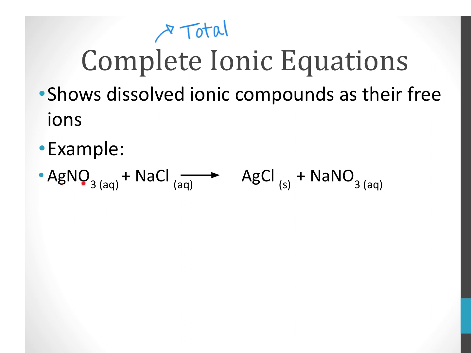Our first compound is silver nitrate, and it's aqueous. What does it mean if something's aqueous? It's soluble. What does it mean if something's soluble? It's going to dissolve in liquid. So what that means is it's going to break up into its individual ions. The bond between silver and nitrate is going to break, and you end up with the silver ion and the nitrate ion. If I'm writing this in purple, you write this with me.